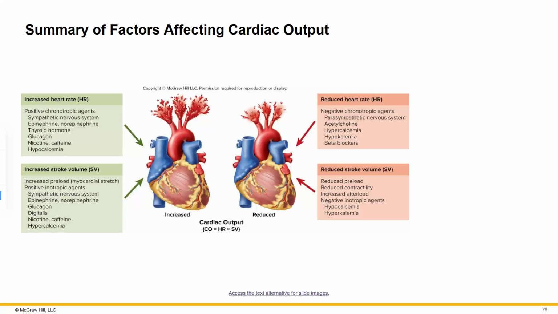This diagram does a really good job at summarizing those factors that affect cardiac output. Test questions can definitely come from this diagram, so please take a look and make notes on these different aspects. This is basically a summary of the last few slides that we just went through.